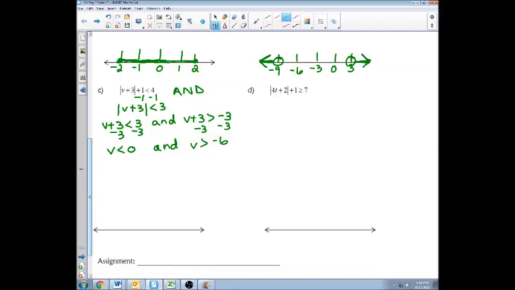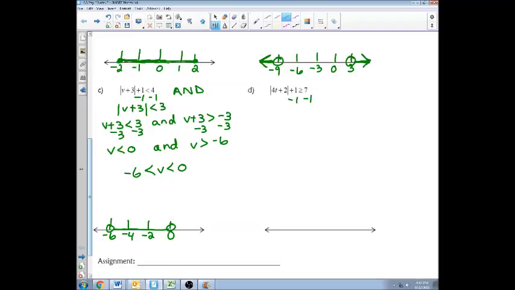So here I can write a compound inequality because it's an AND problem. The smallest piece will go on the left. That is negative 6. That is less than v, and v is less than 0. Okay? So if I go by 2's, negative 6, negative 4, negative 2, 0. Neither of them is greater than or equal to or less than or equal to, so they're both going to be open circles. Again, it's an AND problem, so it is where it overlaps, and that would be in between. And I am done with that problem.